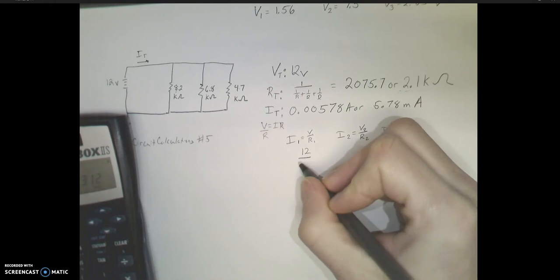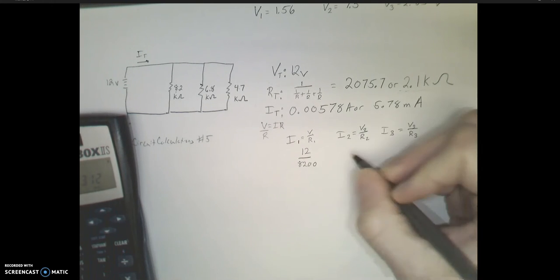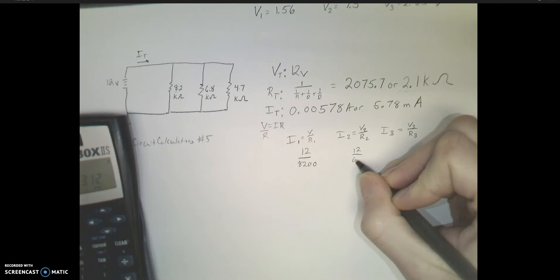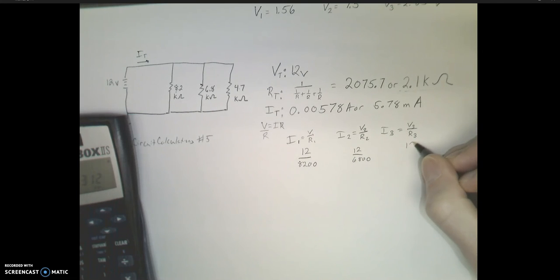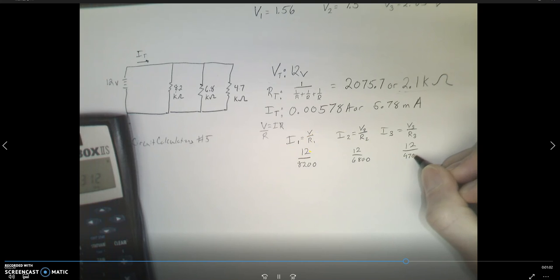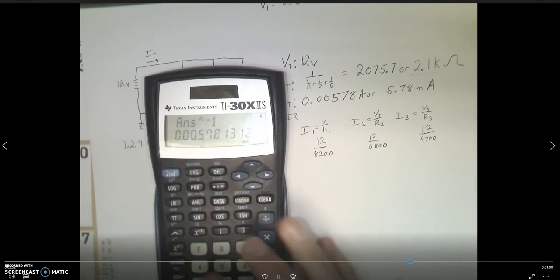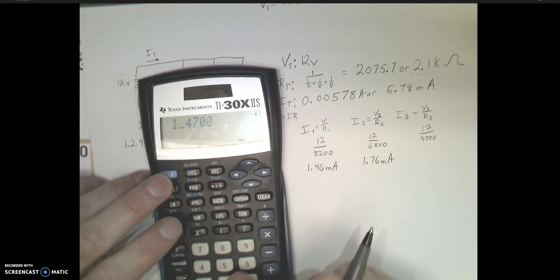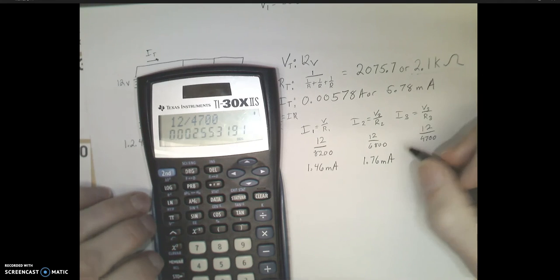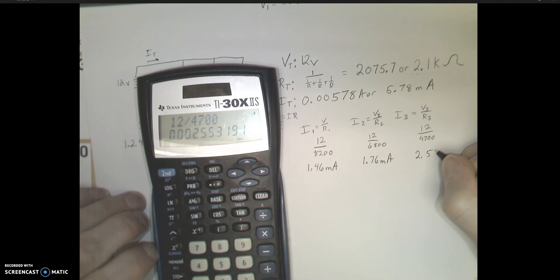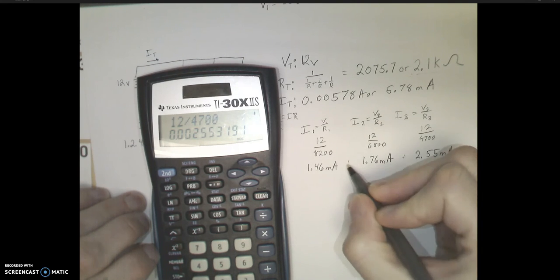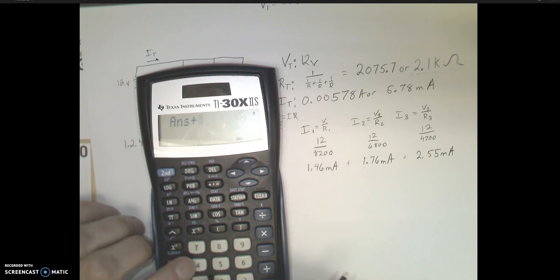So 12 over our 8200. We're going to take 12 over our 6800. We're going to take 12 over our 4700. To save some time, we kind of zoom along and hurry up there. We've got 12 now divided by 4700. We've got 0.002. We'll move that decimal 3 times to kind of fit it right into our milliamps.